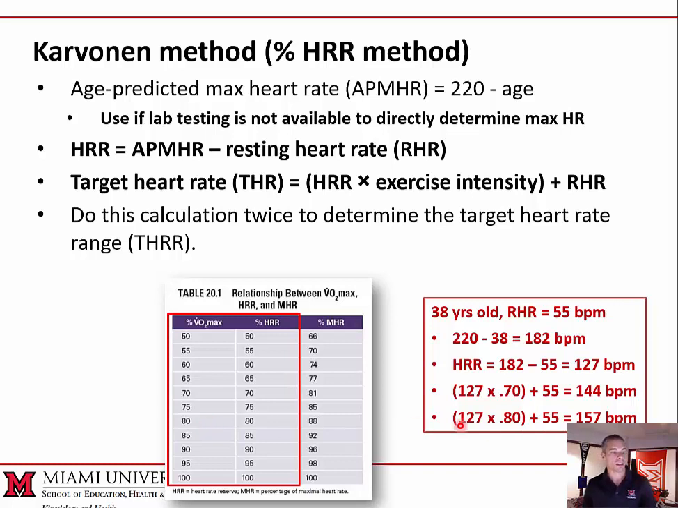So to do that calculation, we take the heart rate reserve times 0.7, again, which is the fraction of 70%. Remember to add back the resting heart rate, and that gives us the lower end of the range, 144 beats per minute. Do the same thing for the higher end, 80%: 127 times 0.8, add back the resting heart rate, and that gives us an upper end of the range of 157 beats per minute.